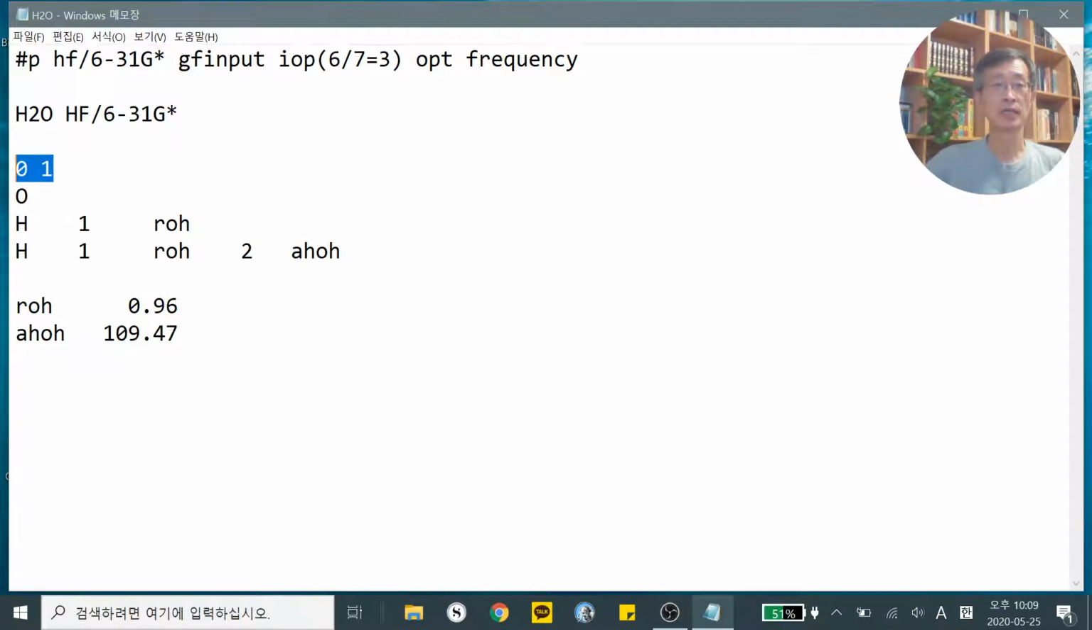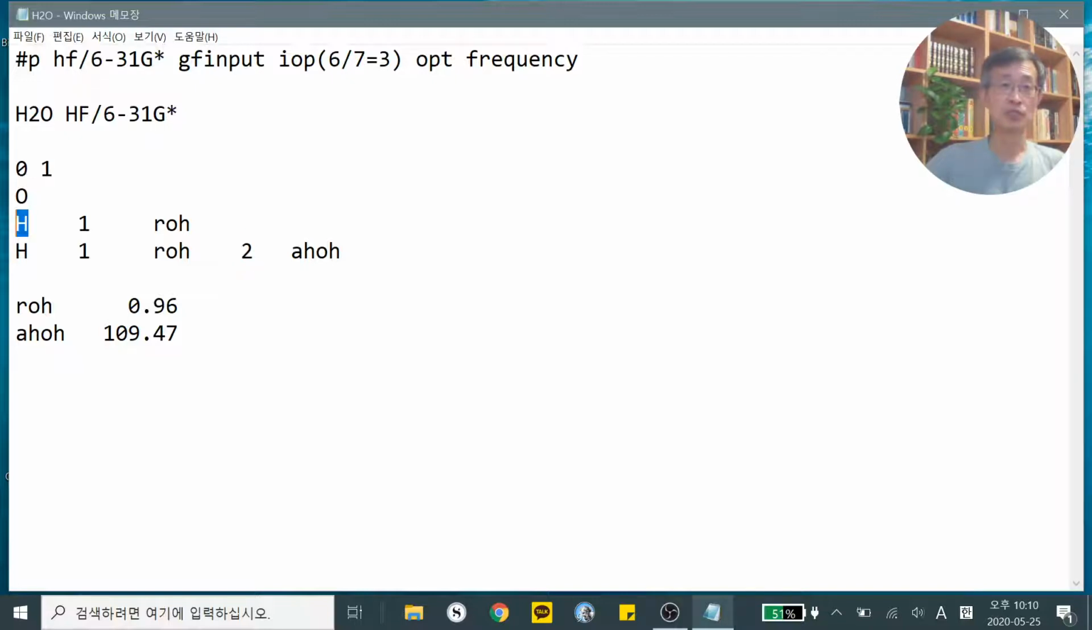And then, as I said, 0 is for the charge and 1 is the multiplicity. So this is a singlet calculation. And then the first atom is oxygen, and the second and third atoms are both hydrogen. Here, instead of using atomic names, we used O1, H1, O2, H2 for the hydrogen peroxide. In this case, there is no such thing. It's just oxygen, hydrogen, hydrogen. So 1 here is the first atom, and 2 is the second atom, just like that. Instead of atomic symbols, we just used its place, the first place and second place.